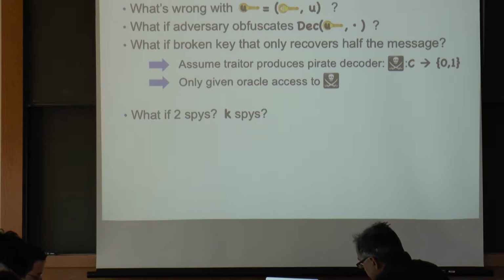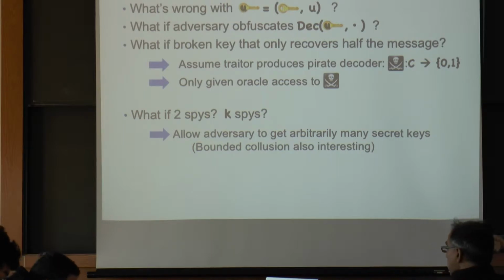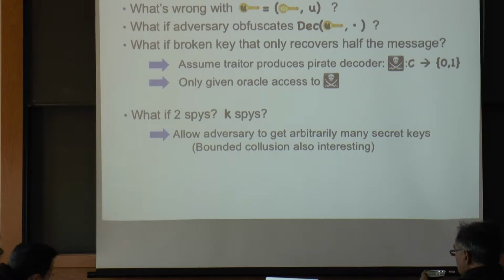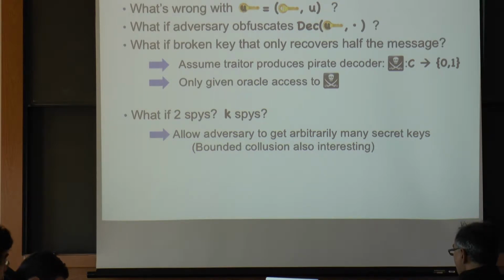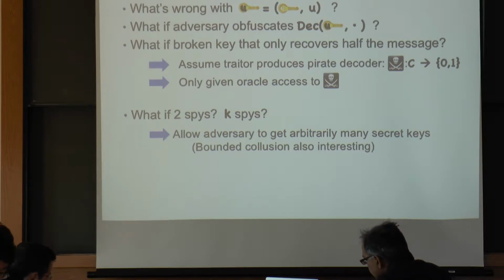Okay, and then there's the question of what if there's more than one traitor? What if there are many double agents inside your spy organization? We really want to protect against this as well. So what we're going to do is allow the adversary to actually be able to corrupt as many users as he wants within the organization and get as many secret keys as he wants before trying to construct a pirate decoder. I just want to point out that the bounded collusion setting, where you say, I am going to assume there's no more than 5 traitors, is also a very interesting setting, but it's not what we will be considering today.